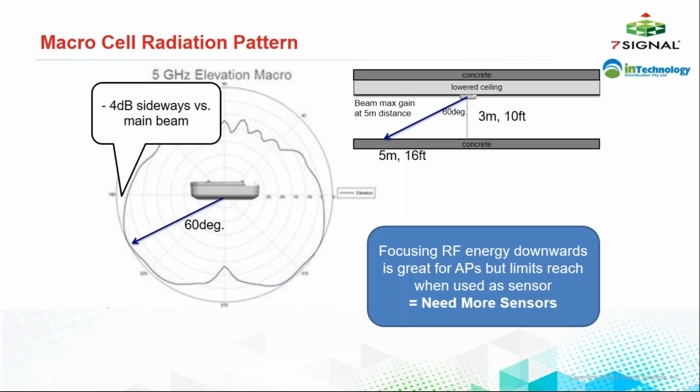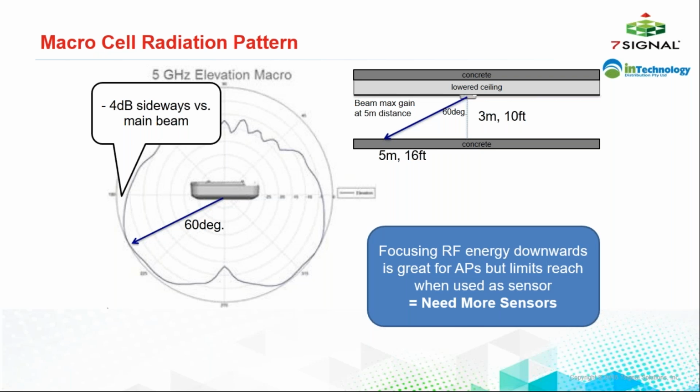By focusing the energy downwards, it does a really nice job of reaching as far as it can in order to service clients. But what that means is that it does a very bad job of measuring the performance of access points. What we want to do with our sensor network is actually see how these access points are performing. How well are they able to service our clients? What kind of throughputs can they offer? What kind of load are they under?